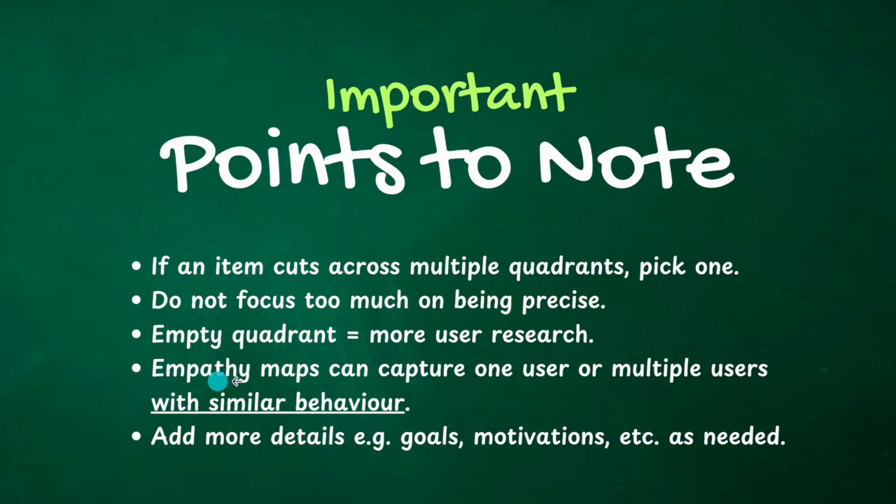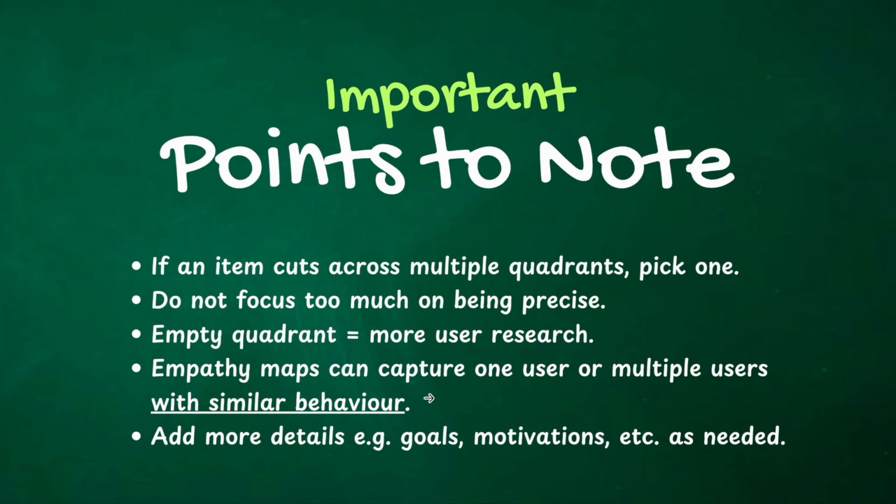Now, empathy maps can capture one user or multiple users with similar behavior. If it's a single user, you just have your regular empathy map, you create it for one user. And if it's for multiple users, we call that aggregated empathy maps. You can check it out, link in description. Aggregated empathy maps are just like empathy maps that have been created by grouping multiple users with similar behavior.